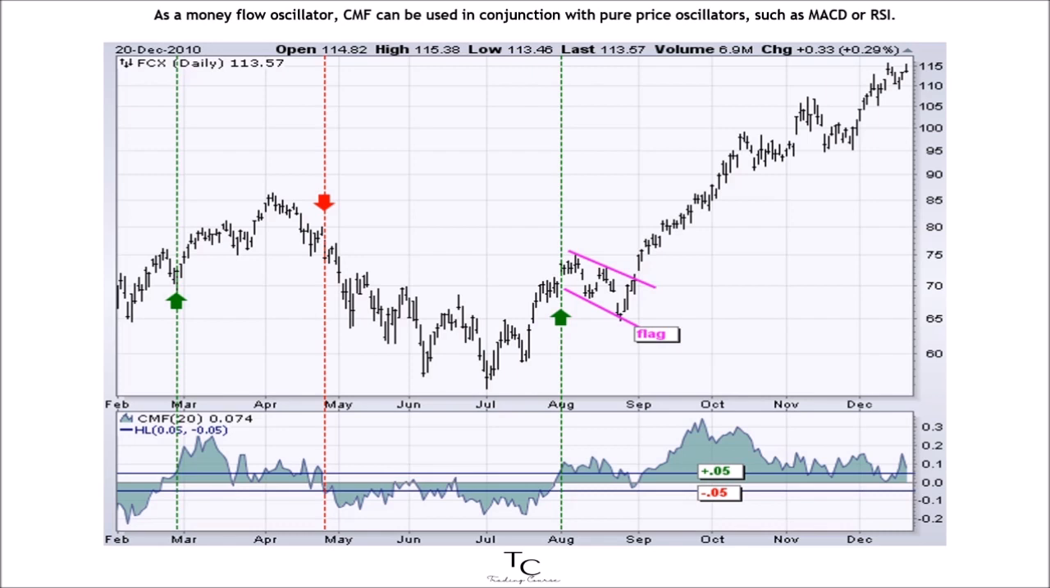As a money flow oscillator, CMF can be used in conjunction with pure price oscillators, such as MACD or RSI. As with all indicators, Chaikin money flow should not be used as a standalone indicator.